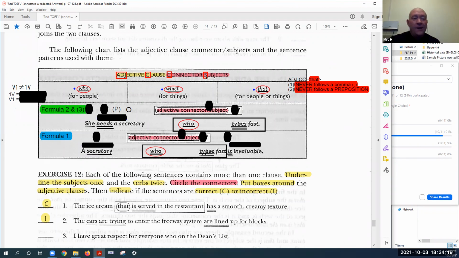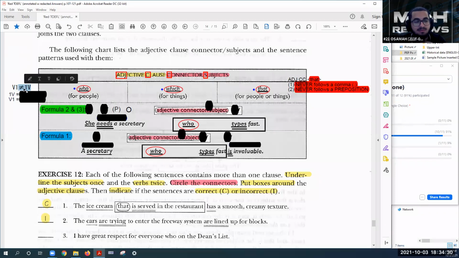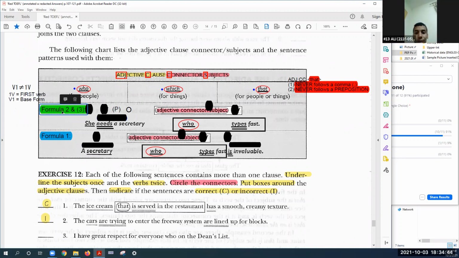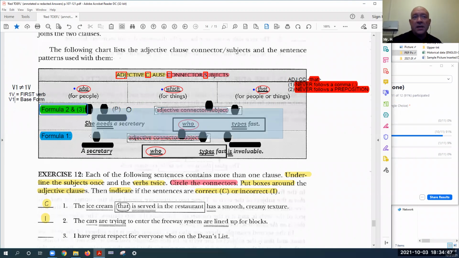Okay. All right. Now on the left over here, guys, is V1 the same as 1V? No. So what is V1? The base form. What is 1V? The first verb. Okay. Alabas, let's start here with this example. Can you read it?